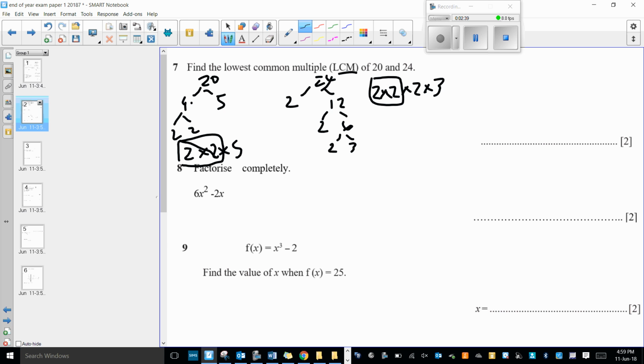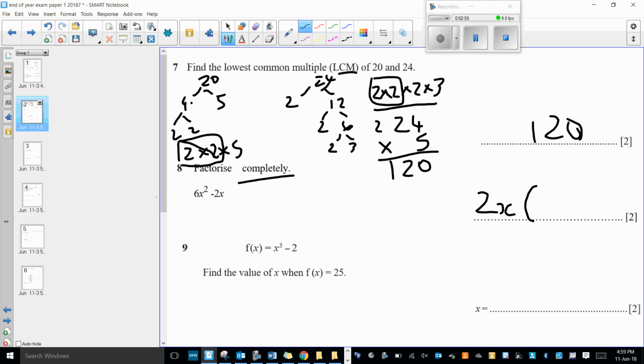So we know that this answer here is still 24, so it's going to be 24 multiplied by 5. 4 times 5 is 20, 2 multiplied by 5 is 10 plus 2, so that's 120. Factorize completely, so let's see what's common. I can see 2 is common, as is x, and I'm left with 3x minus 1.